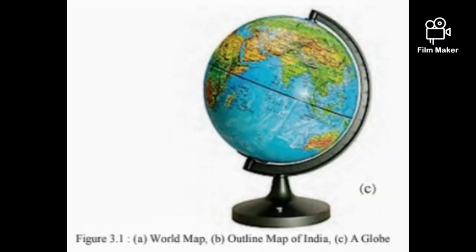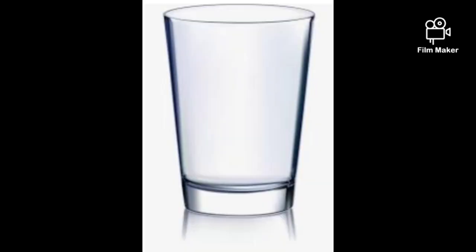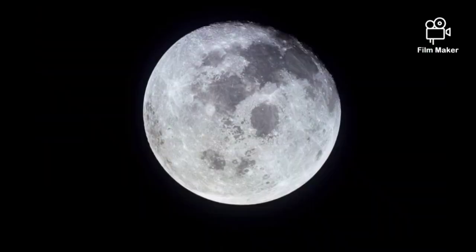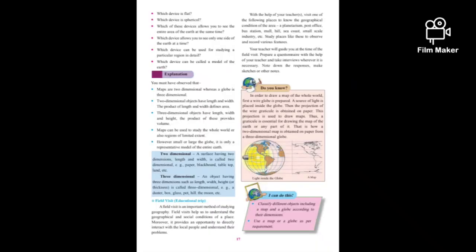Then three-dimensional: an object having three dimensions such as length, width, height. Height means thickness. Examples: a duster, box, glass, pot, hill, the moon, etc. These are three-dimensional. I hope you understood the difference between a map and a globe.